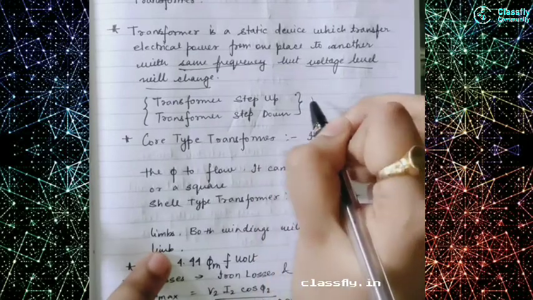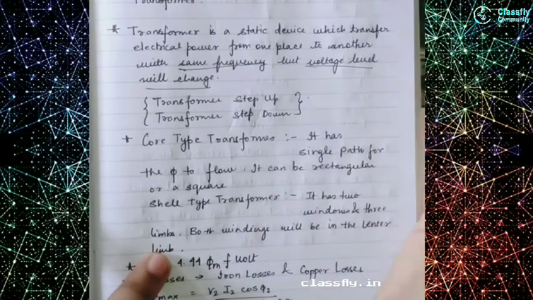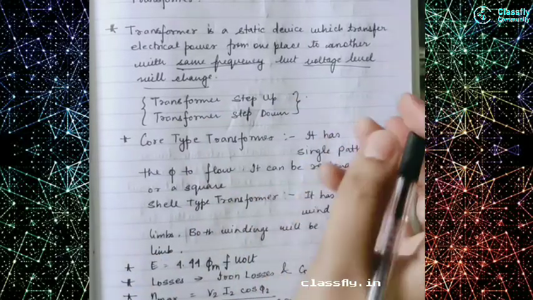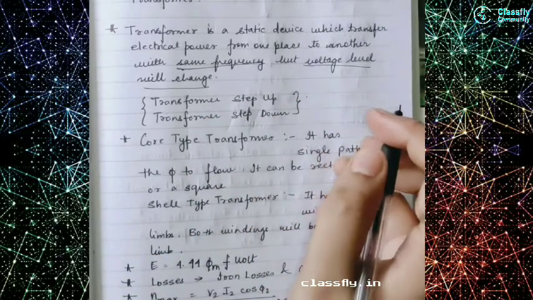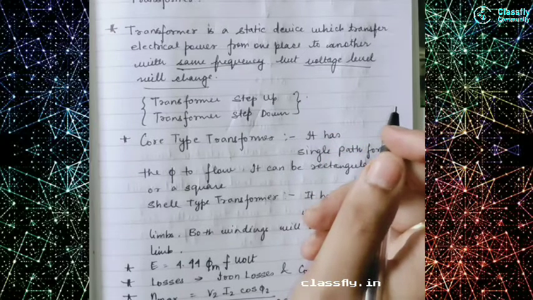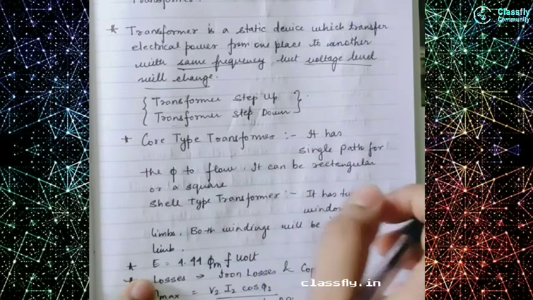When the input is low and we make the output high, at that time we need the step up transformer. For the step down transformer, when our input is more than our output, at that point of time we need to lessen the input, and we need the step down transformer.